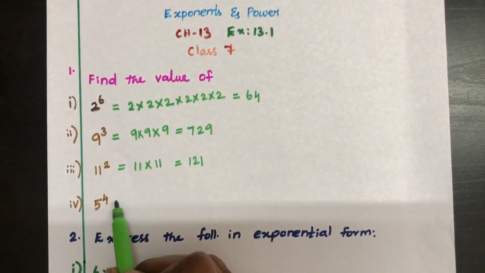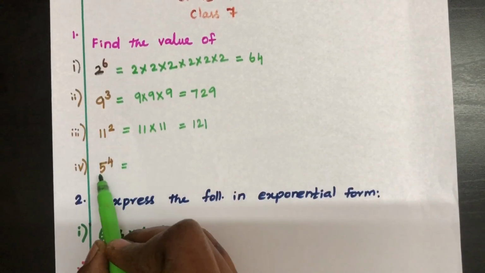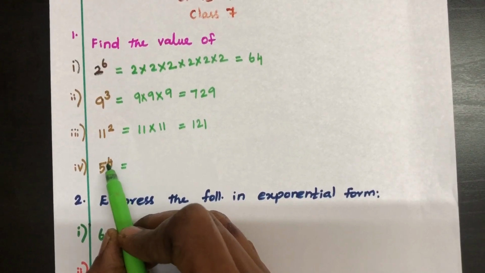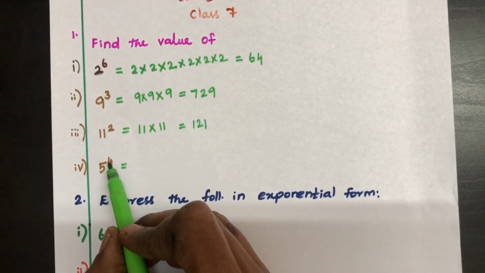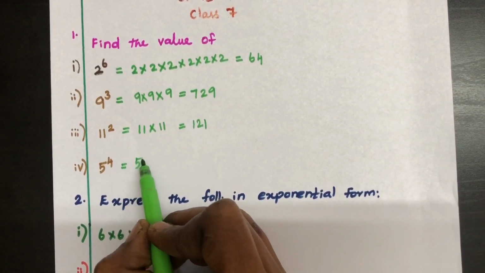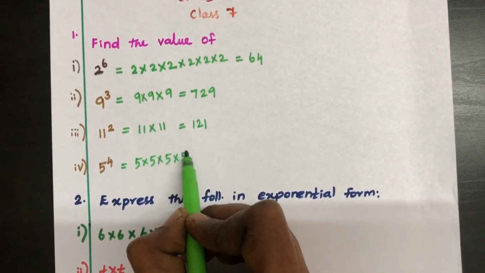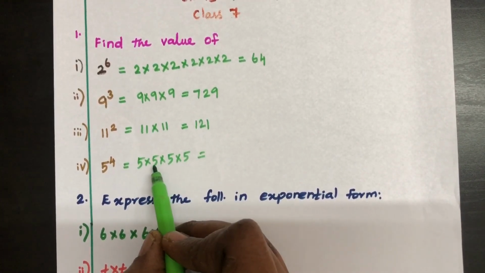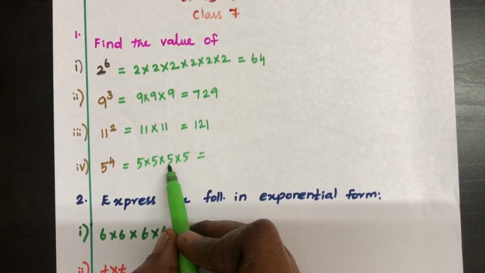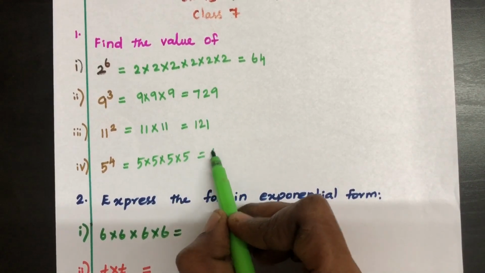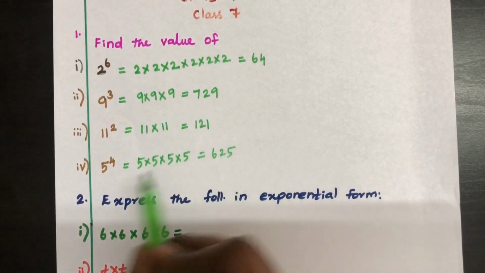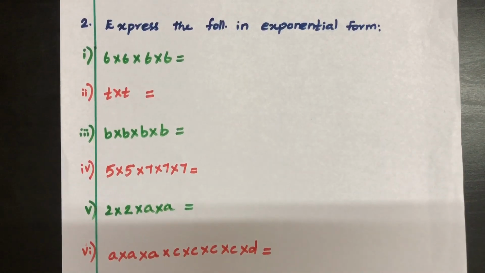Now 5 power 4. What to do? 5 is the base here, and 4 is the exponent or power. So 4 times we need to repeat 5 in the product. 5 into 5 into 5 into 5. 5 fives are 25. 25 fives are 125. 125 fives are 625. That's all. This is the answer.